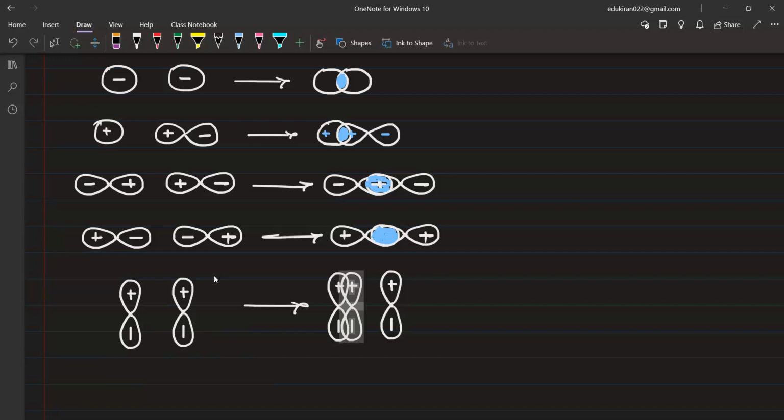So positive and positive, negative and negative. So this is also what? This is also a positive overlap. Okay, overlap which results in what? Which results in attractive forces. Please write this down. Let me know once you're done.